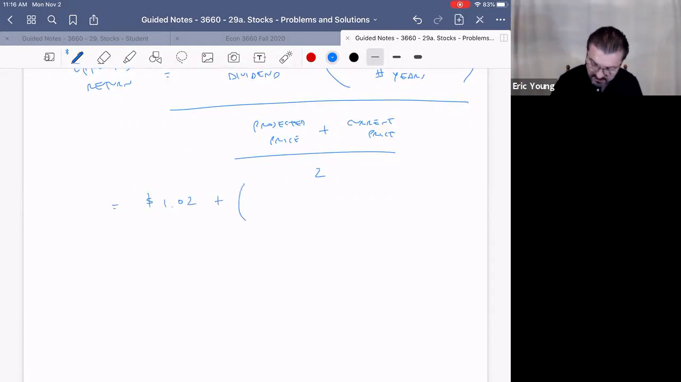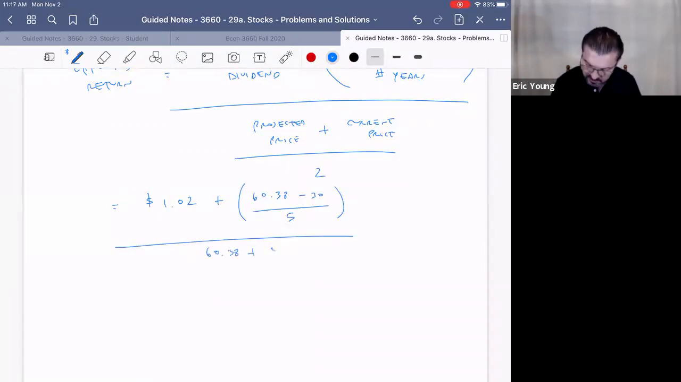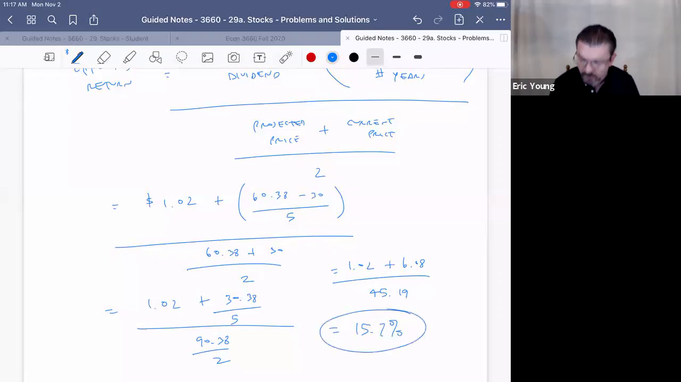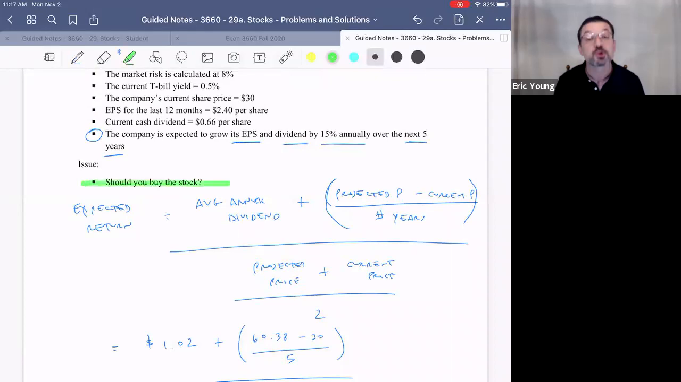Plug all those numbers that we've crunched out into this formula, and you would get $1.02 plus 60.38 minus 30 divided by 5, all divided by 60.38 plus 30 divided by 2, which will be $1.02 plus 30.38 divided by 5, divided by 90.38 divided by 2, which will equal $1.02 plus 6.08 divided by 45.19. And when you're all said and done, if these assumptions hold true, you expect this stock to have a return of 15.7%. So to go back to our big question, should you buy it?